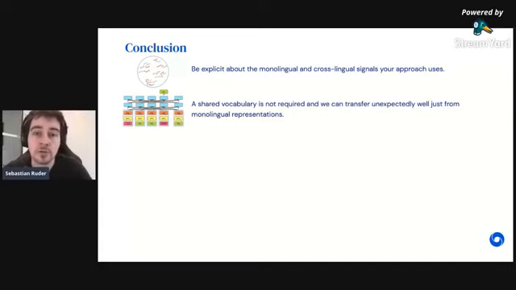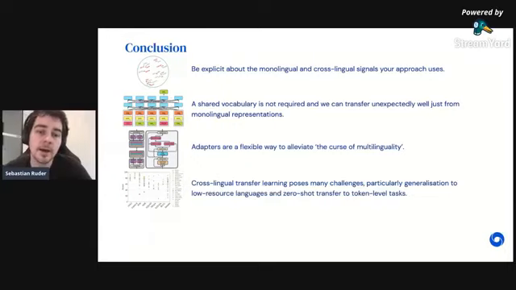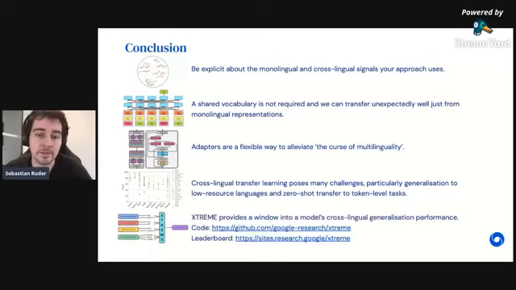As I mentioned before, a shared vocabulary is not actually required for these methods to work best. And monolingual representations actually transfer unexpectedly well across languages. In my opinion, adapters are quite a flexible way to alleviate and overcome this curse of multilinguality and add capacity for the languages that you're interested in. And cross-lingual transfer still poses many open research challenges, particularly how we can effectively generalize to low-resource languages or perform zero-shot transfer to some of these structural token-level tasks.